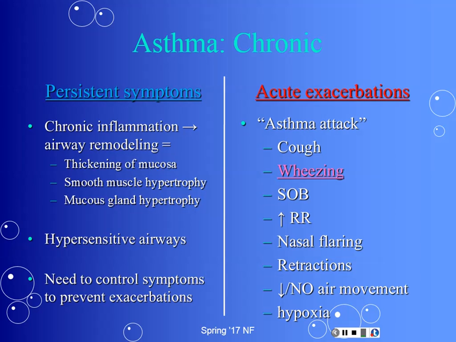What is an acute exacerbation? It's what we traditionally call an asthma attack. They may cough, depending on when their cough is and how much. We'll talk about it in a minute. There's different levels of classifications with asthma. You'll see wheezing. You may have inspiratory, expiratory, or both inspiratory and expiratory wheezing.